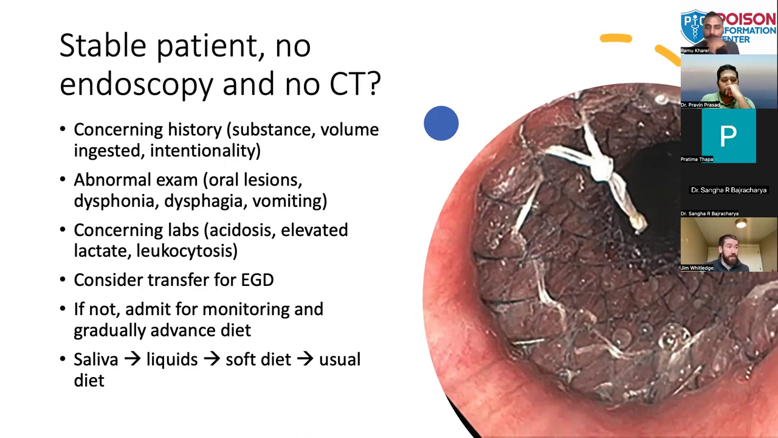But if you can't transfer someone for endoscopy and you don't have CT, I think I would admit a patient like that for monitoring and would gradually advance their diet. And I don't have a precise time over which I would advance their diet, but I think you want to make sure they're tolerating their saliva first. Then you would gradually advance to liquids, then to a soft diet, and then just progress to usual foods. And then you want to make sure that they have follow-up as an outpatient because at 1 to 2 months down the road, they may develop a stricture, they may need dilations of that, and they also need surveillance periodically to make sure they're not 10 or 20 years down the road developing esophageal cancer.